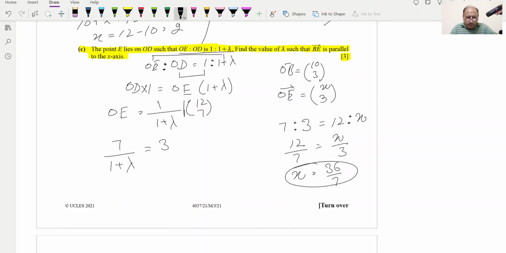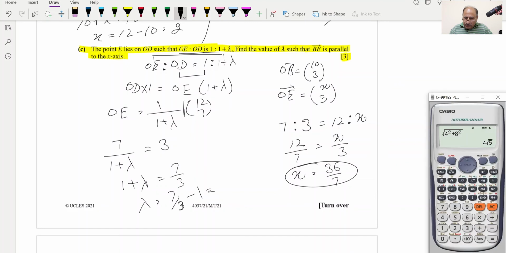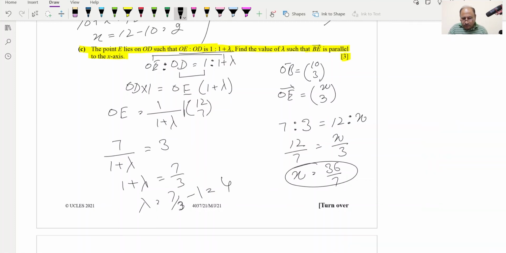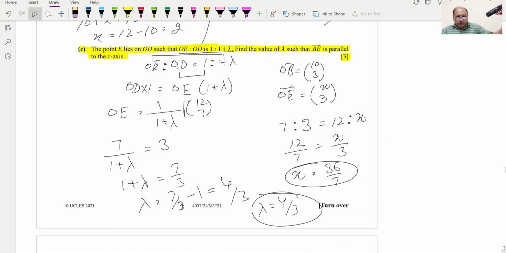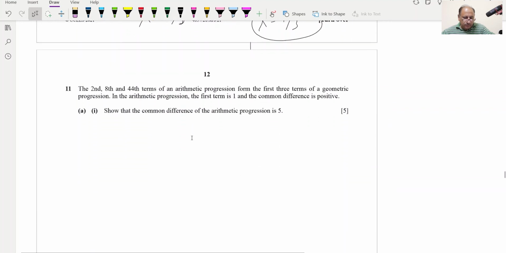And if we cross multiply, we will get 1 plus lambda is equal to 7 over 3, and lambda will be equal to 7 over 3 minus 1, and this will be equal to 4 over 3. So lambda is equal to 4 over 3, the final result for this question. Hopefully you understood this. This is a little tricky 3-mark question which we have done.